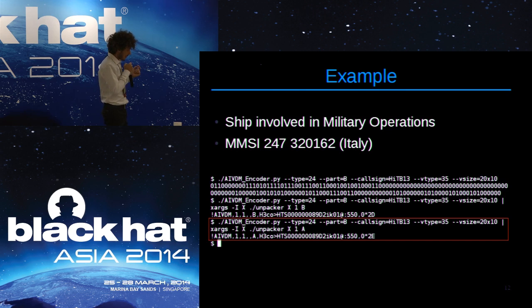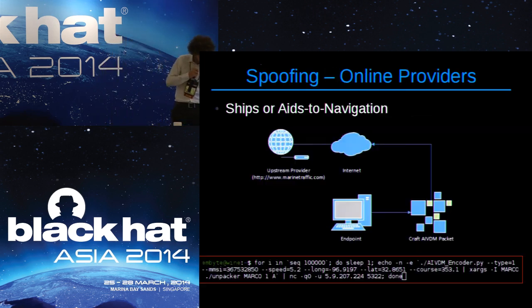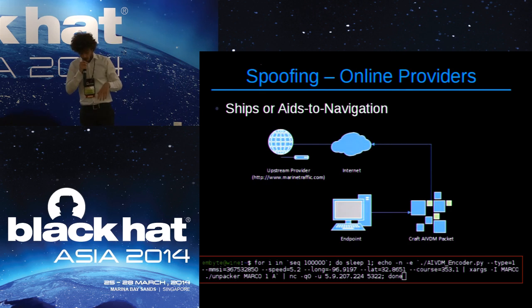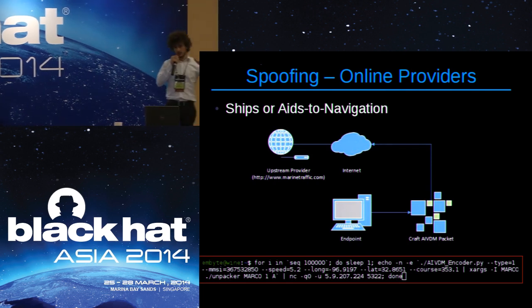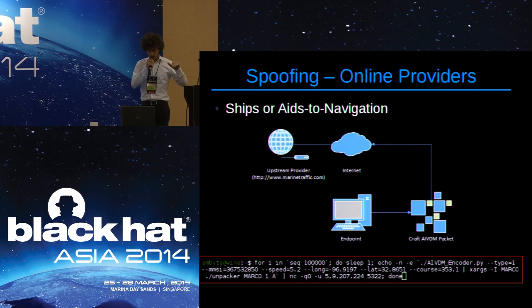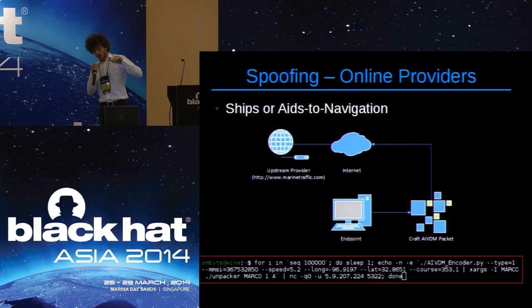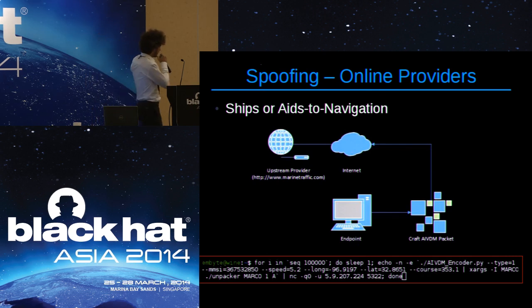So the first attack we will see, I'm going a bit quick on it because I've already introduced them in October, but to give you an idea of a starting point. The first attack is pure software. This attack consists in the ability for a bad guy to spoof ships or aids to navigation to the online provider. The attack itself is pretty easy.